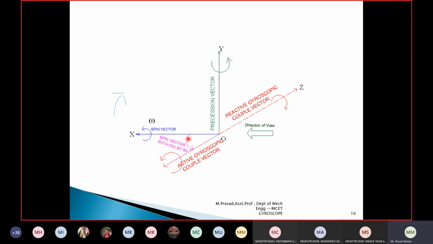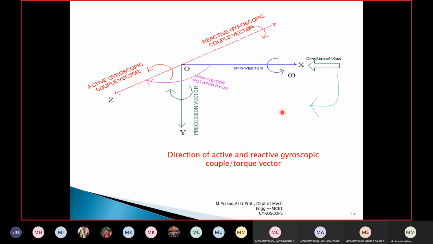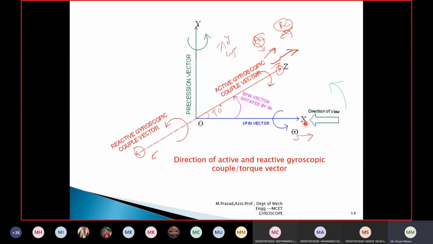Now for this spin vector, making an angle of 90 degrees, I am drawing the active couple, which is moving in the downward direction. For this, the reactive couple always acts opposite to this. The reactive couple I am showing with the dotted line, which is an imaginary couple. The reactive couple will not be visible to our eyes, but it will exist. Similarly, this vector. Now here the disk is moving in the forward direction, taking a right turn. Here the disk is moving in the forward direction, taking a left turn.